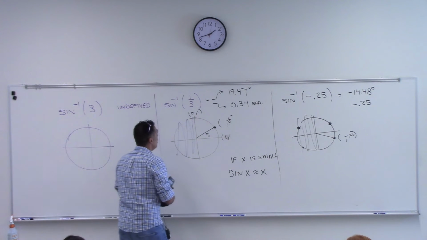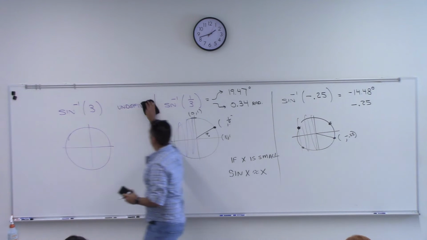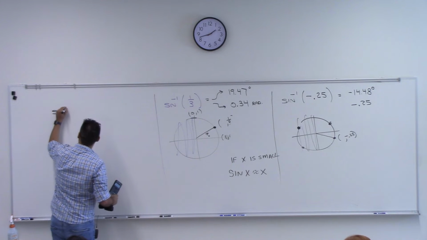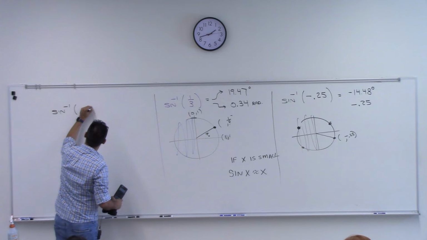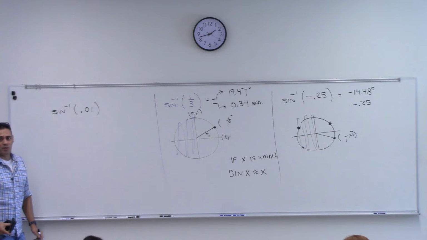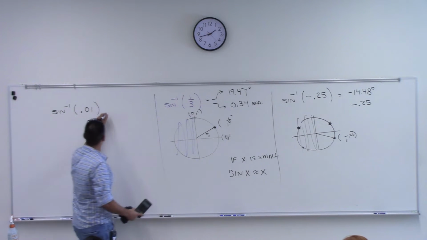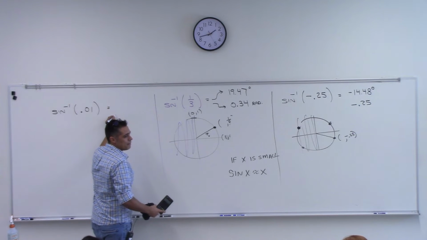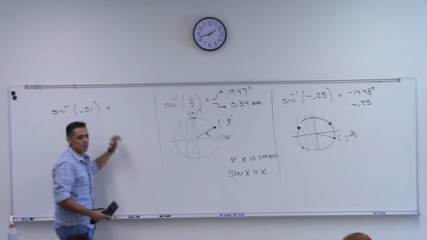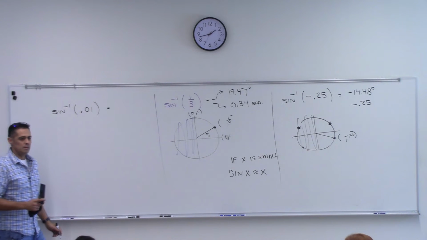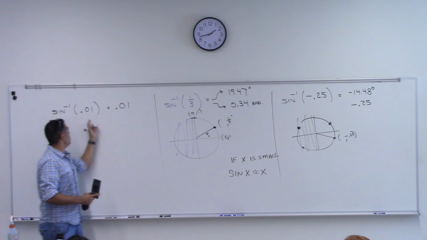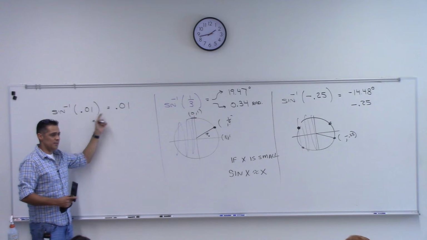So let's take something really small. What's inverse sine of 0.01? If you do that in your calculator, your answer should be really close to 0.01. Is it? What do you get? In radian mode. Yeah, if you're in degree mode, it won't be as good. It's got to be in radian mode. 0.01? Something like that? Close to it? Yeah? The smaller this number is, the closer it is to being this exactly.